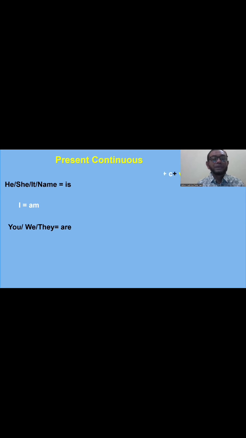Okay, so now look at the formation of the sentences. Formation: subject plus am, is, are, plus verb 1 plus ing, and plus object. Okay, so it is now clear to you: subject plus am, is, are, plus verb 1 plus ing, and object. Okay, sorry to say, C is not, it shouldn't be included here. Okay, fine. Only subject plus am, is, are, plus verb plus ing, and object.